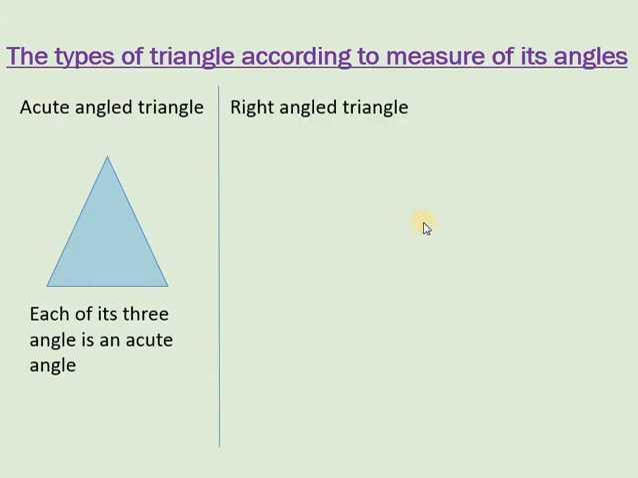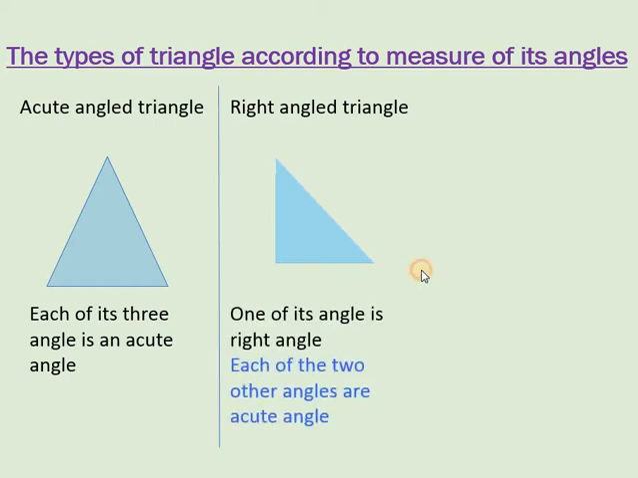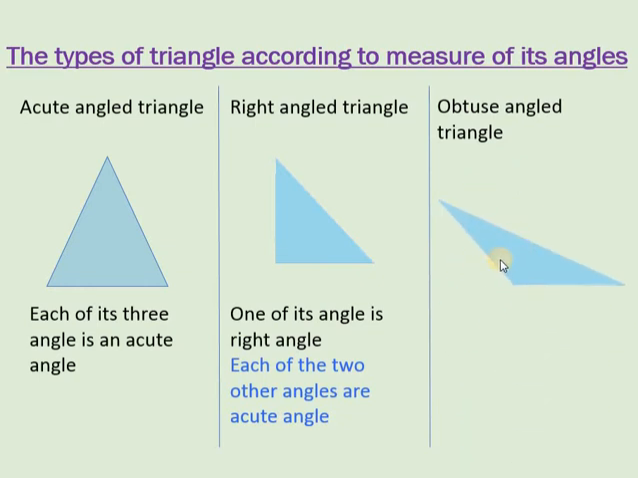Okay, right angle triangle, of course it has a right angle. When I see here like this, it has a right angle. And then, obtuse angle triangle. The angle here is more than 90. Only one obtuse angle in the triangle.